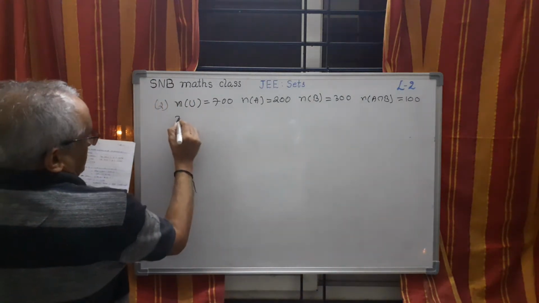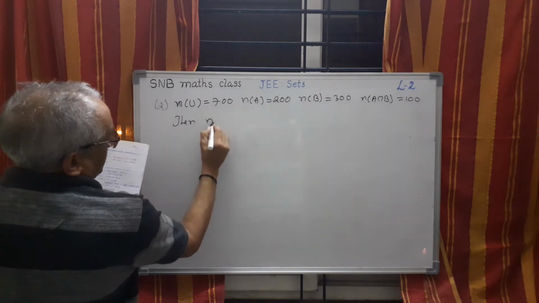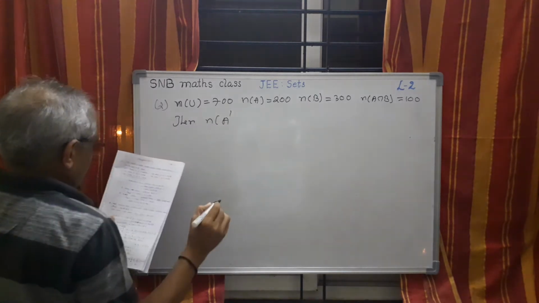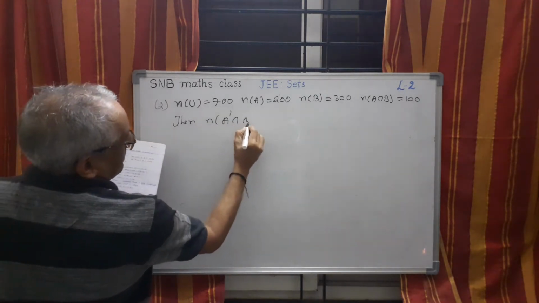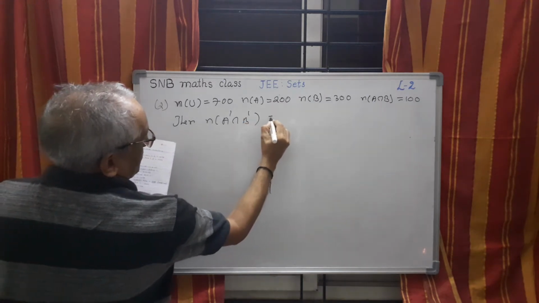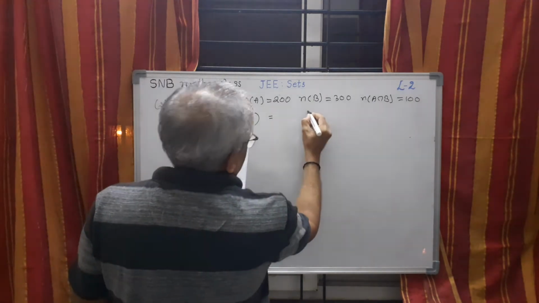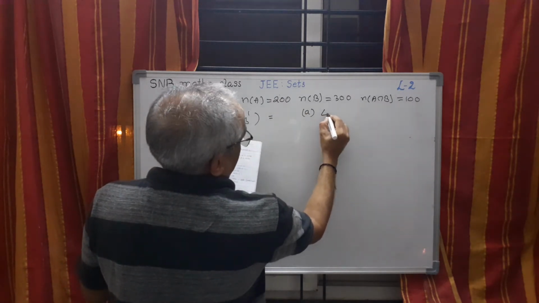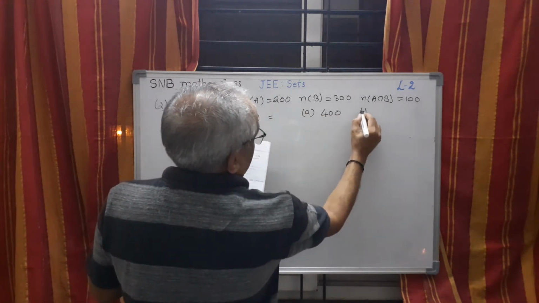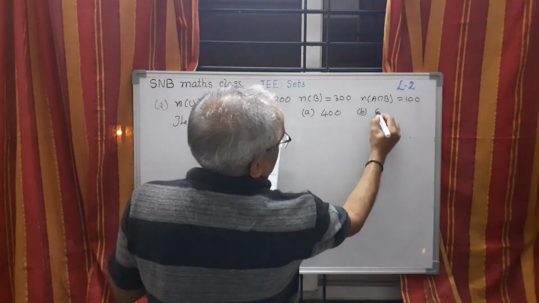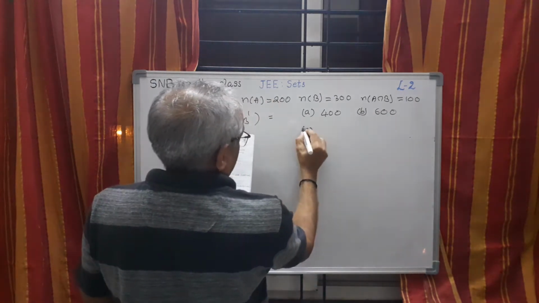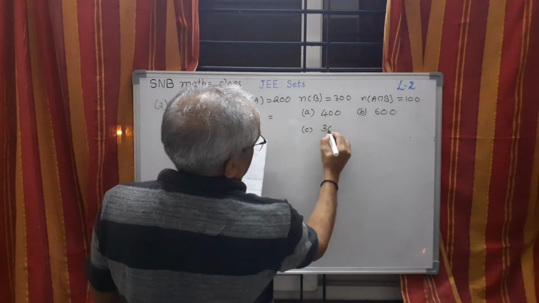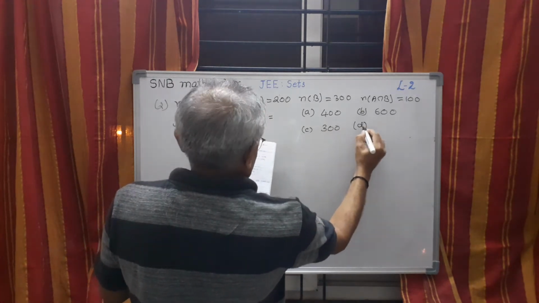Then number of A complement intersection B complement equal to how much? So options I will write here. I think there are 4 options. A equal to 400, B equal to 600, C equal to 300, and D equal to 200.